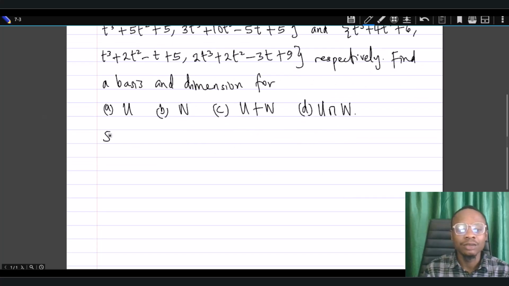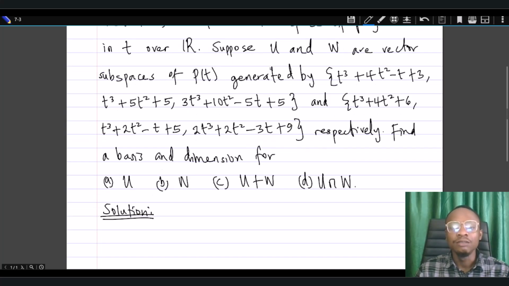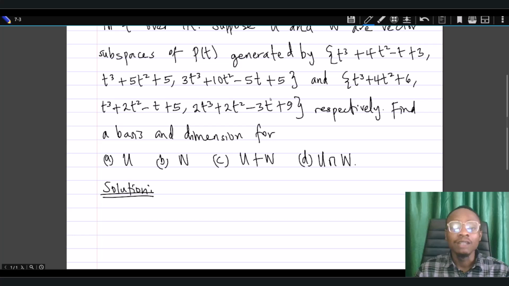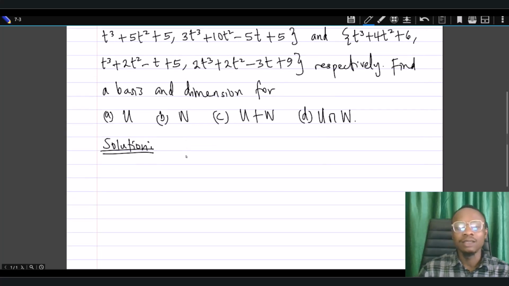So for the solution to this problem, we're starting off with U. When it says generated by, that means spanned by. So the subspace U is spanned by these vectors. By that, we can readily tell what a basis of that vector space would look like by using the vectors to form the rows of a matrix. We've seen that already from previous work, and then we carry out row reduction on that matrix to get a basis of the subspace U. And we do the same thing for the subspace W. Okay, so let's take them one after the other.